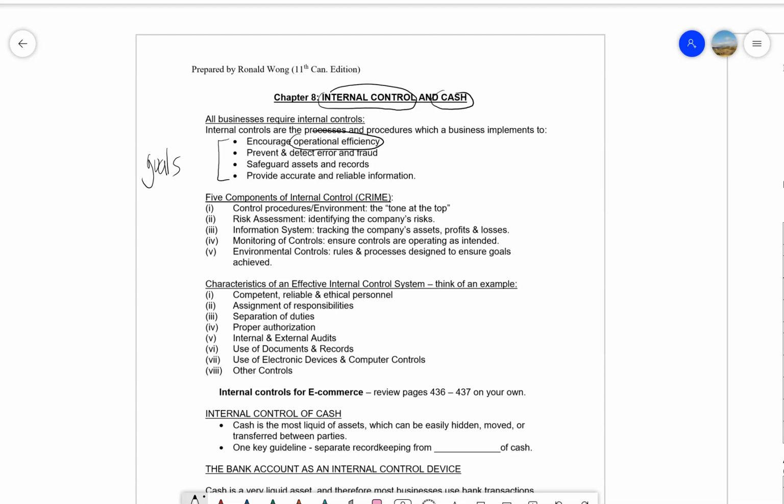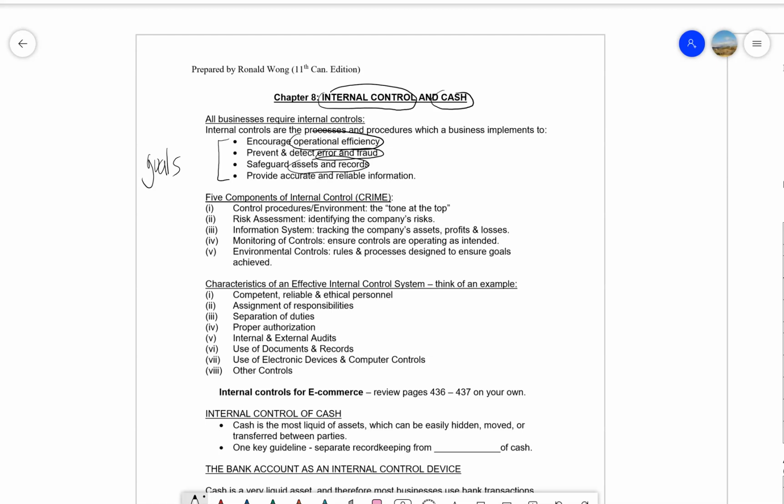Another goal is to prevent and detect error and fraud. Now, error is something that is unintentional. An employee might make an honest mistake, whereas fraud is something deliberate and intentional. The third goal is to safeguard assets and records.